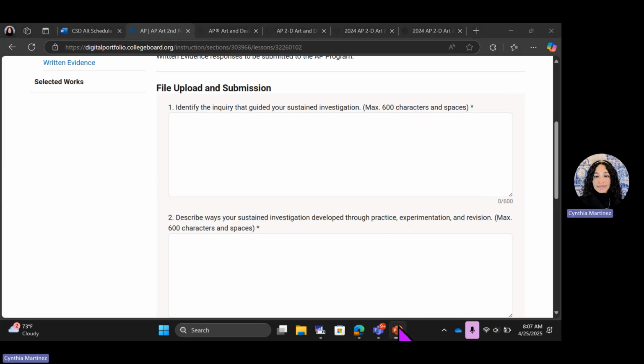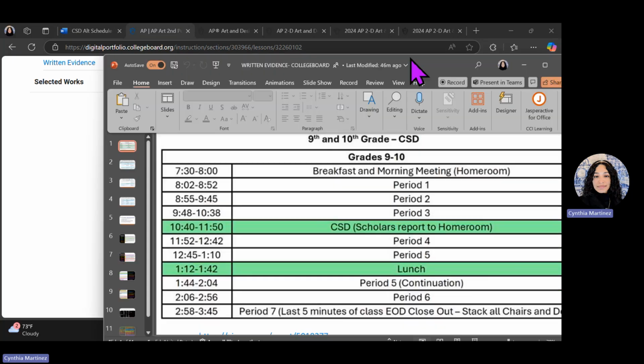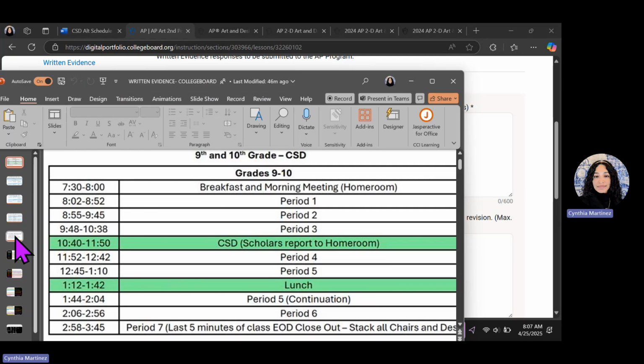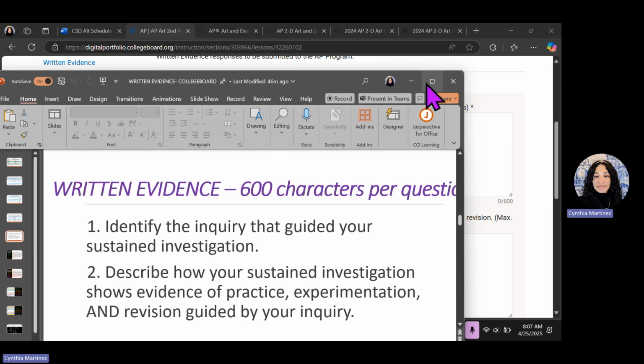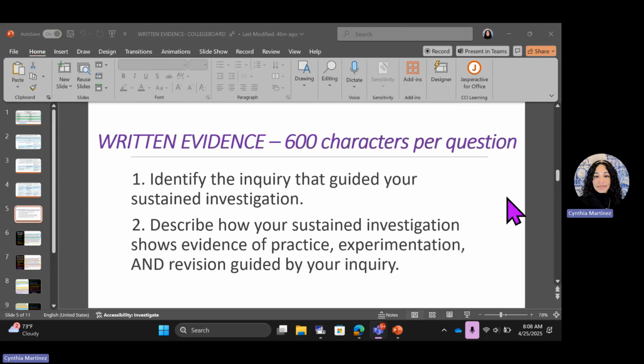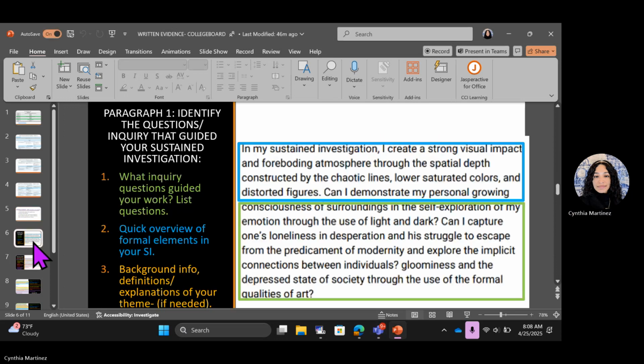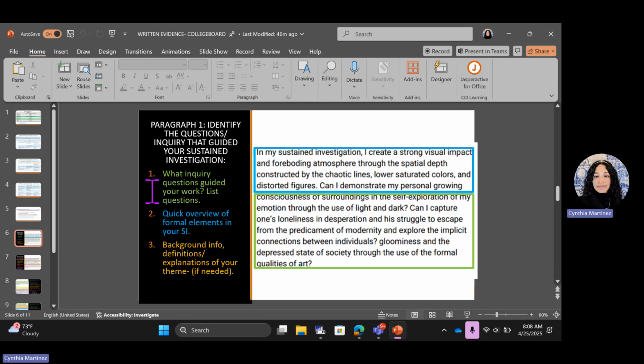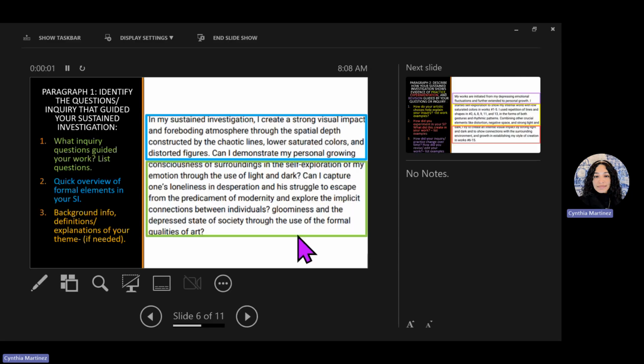So you are welcome to follow along. There should be a printed PowerPoint. Unfortunately, it is in black and white. So here is the colored version. Now, I'm going to show you what you need to write for the first paragraph. So as you can see here, go back.